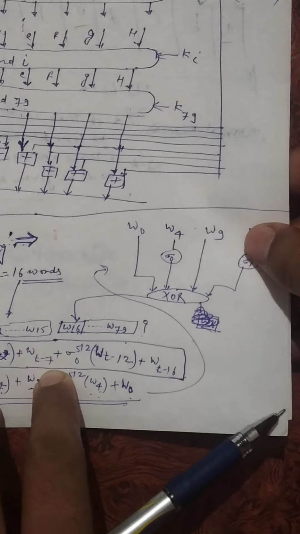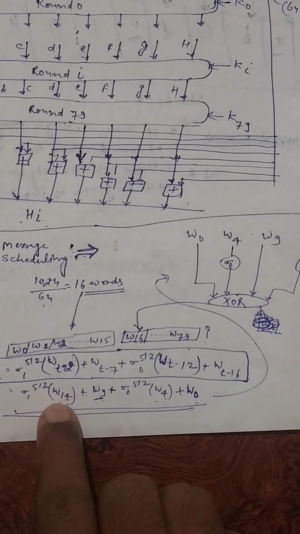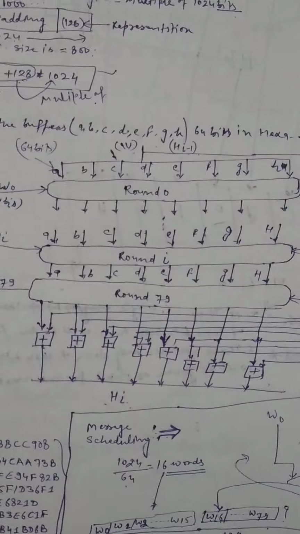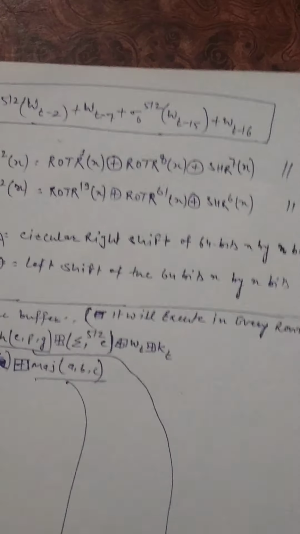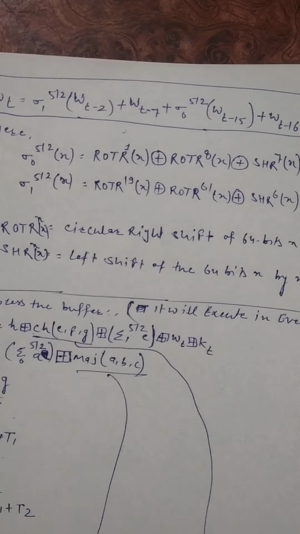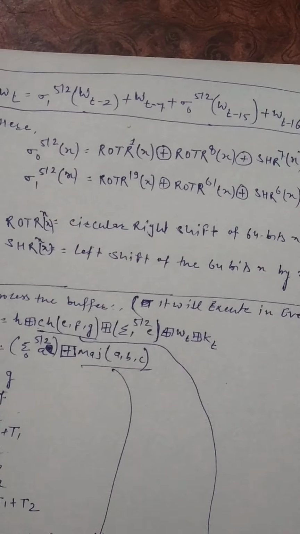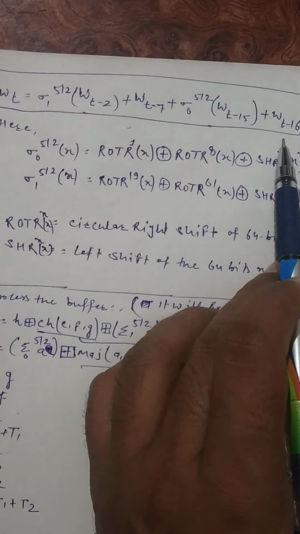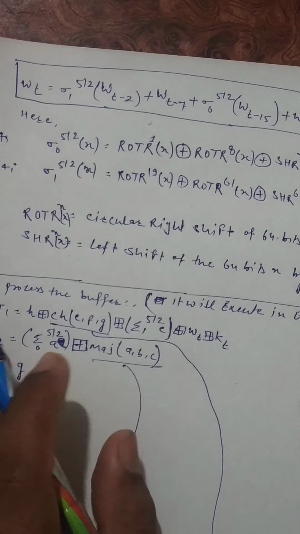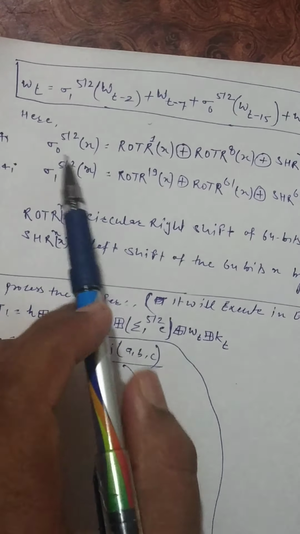Now one confusion comes here: what are sigma 1 and sigma 0? Let's understand this concept. Let me adjust the camera first. As you have seen, this was our formula for Wt. Now what are sigma 0 and sigma 1 of 512?